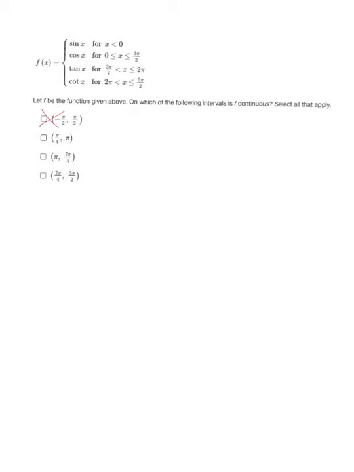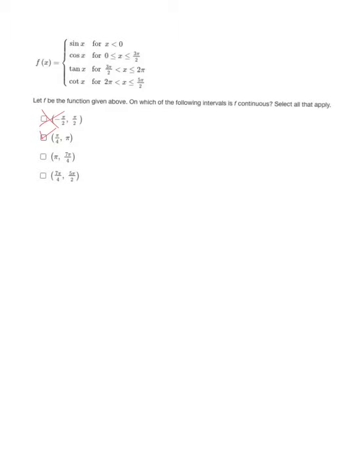So no. Pi over 4 to pi, well, that's really nice because that's entirely in this interval here. So it's just cosine the whole time. So yeah, no holes, no jumps, no asymptotes there. It's just cosine. Good news, that one works. But it says select all that apply, so I need to consider the others.